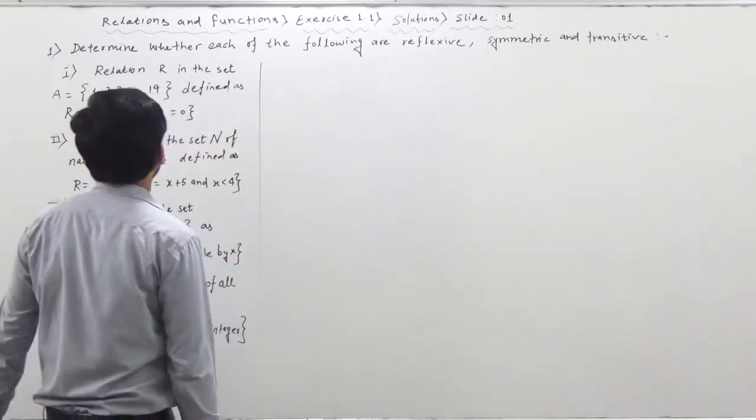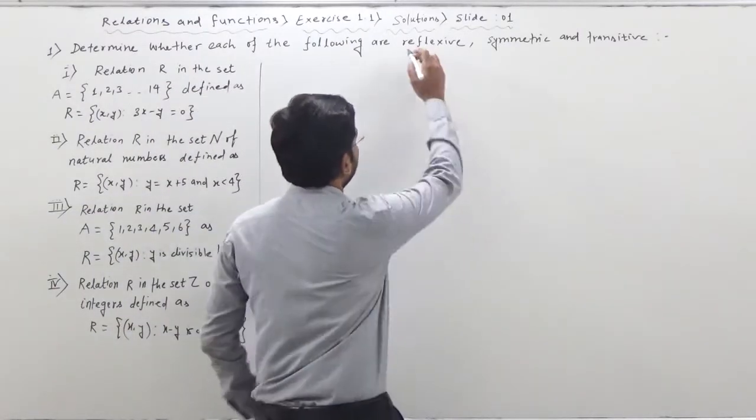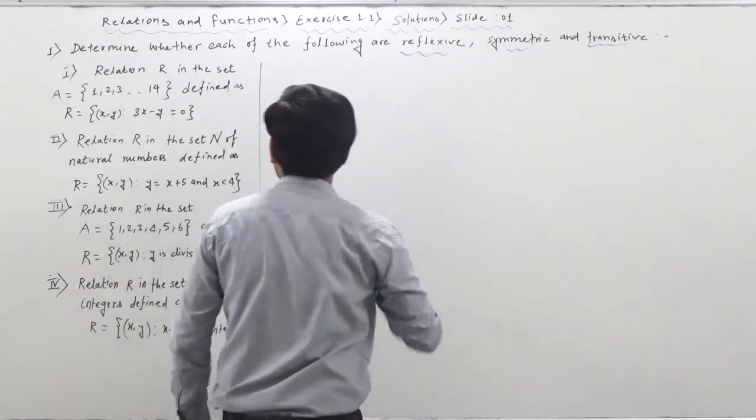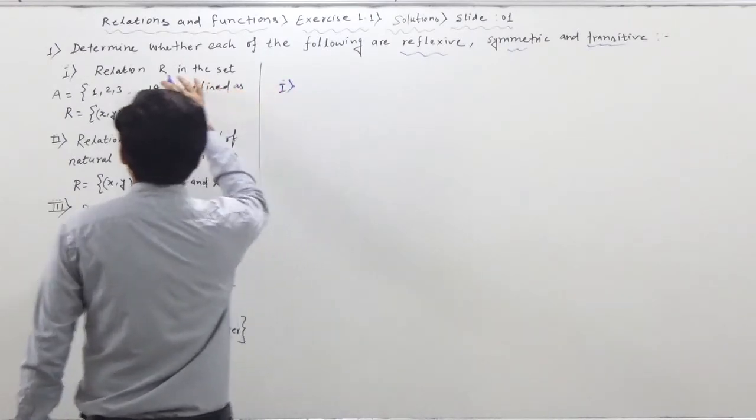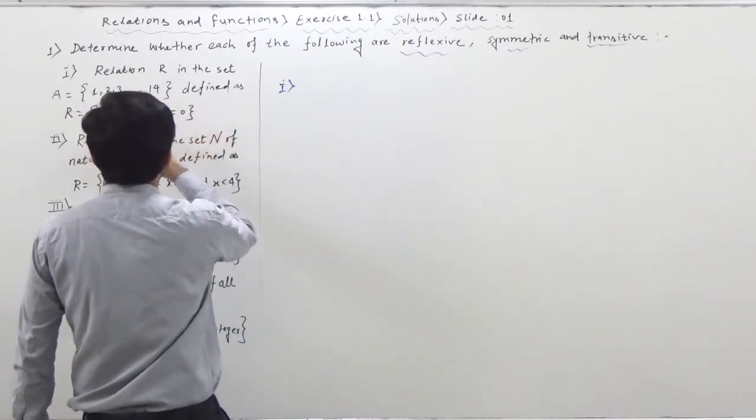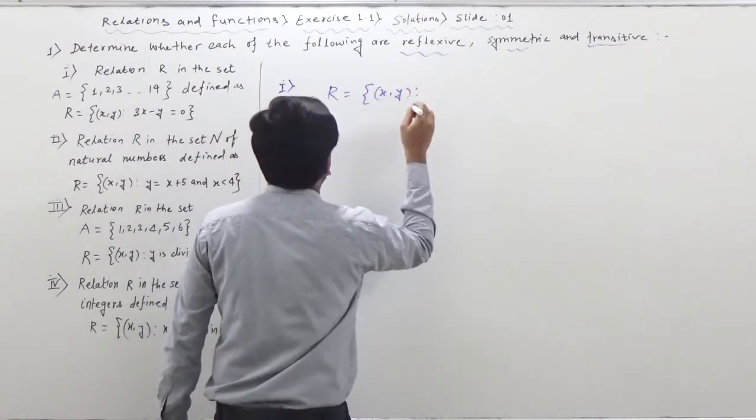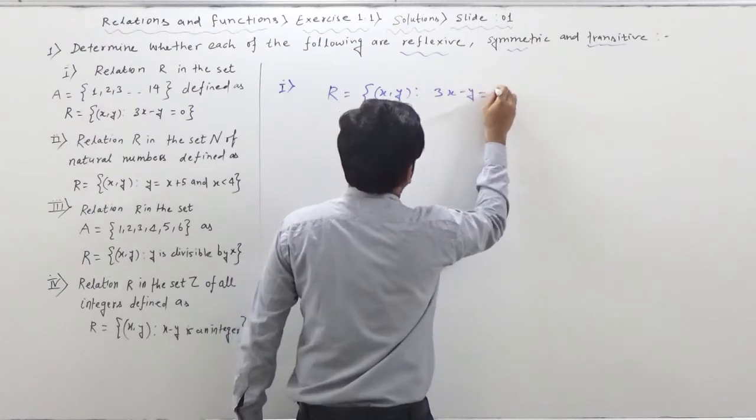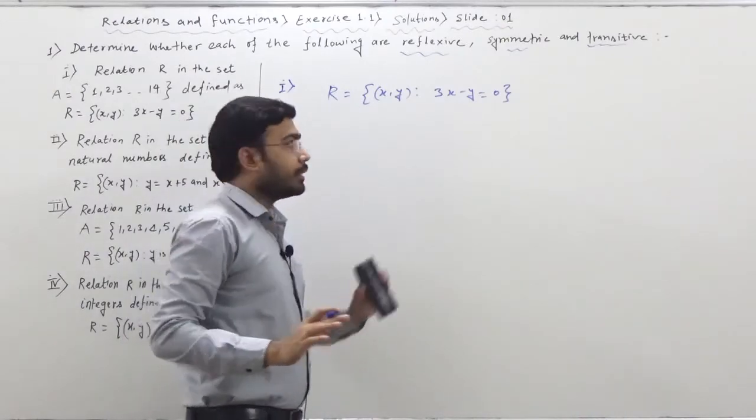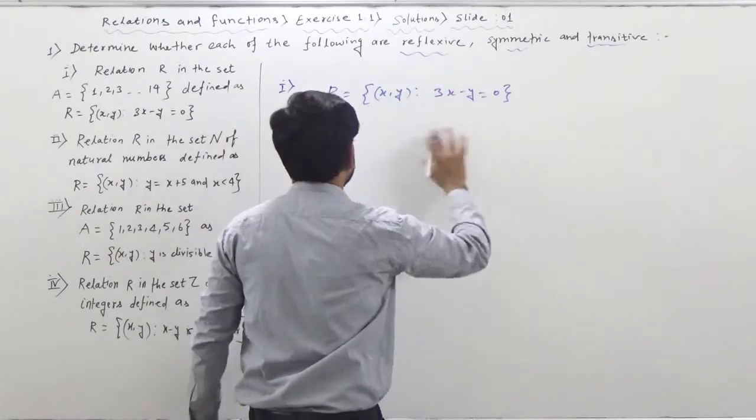So we will take the first question. What is it saying? Determine whether each of the following is reflexive, symmetric and transitive. You have to check whether that particular relation is reflexive, symmetric and transitive. So the first question: relation R in the set A, whose elements are given as 1, 2, 3 up to 14, defined as R = {(x, y): 3x - y = 0}. Now we have to check whether this relation has all three, or nothing, or one of these, or two, or all three.